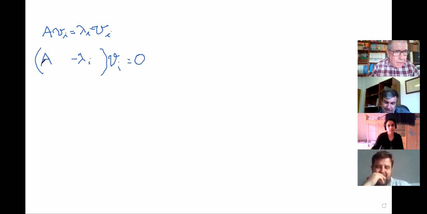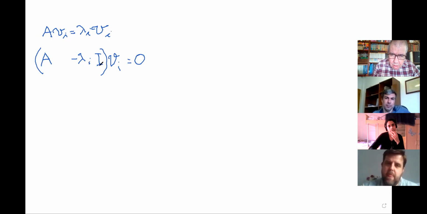Is this correct? So A is a matrix. What about lambda i? It is what? The scalar. Just a scalar, yeah. So probably you need to change something here. I put here an identity. Because this is the same as lambda i times I Vi. I Vi is the same as Vi. So there is an identity matrix. Is this okay?